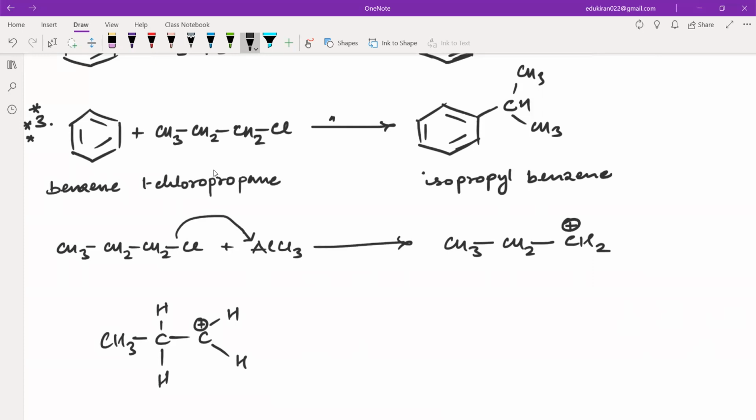Yes. Okay. Now what happens? One of these hydrogens, here we have 2 hydrogens. So one of these hydrogens sees that there is a sigma bond here and there is a positive charge. So this reaction is completely possible like this. This reaction is completely possible.